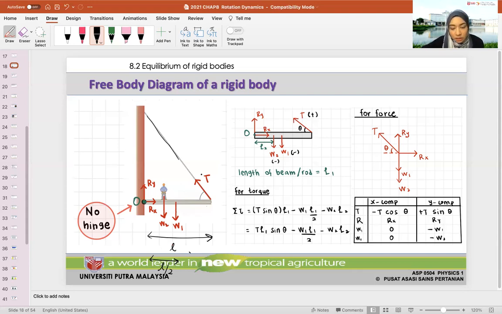And then we have tension because this is a string. This is normal stuff. And then we have our contact point that has the tendency to rotate, and this is Rx and Ry. I'm just labeling it Rx and Ry. It is an unknown. We don't know which direction it actually is.